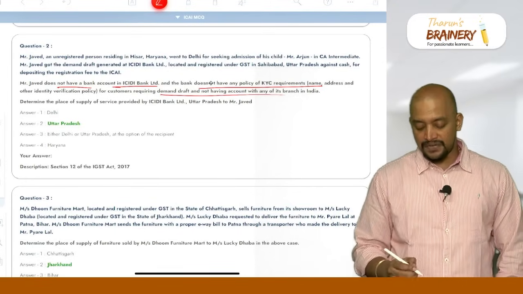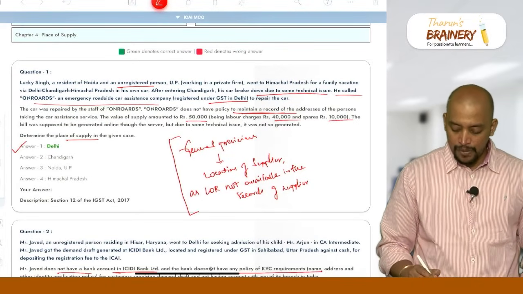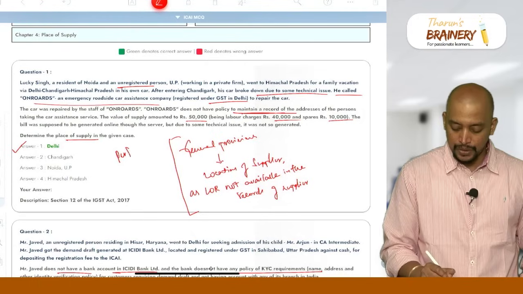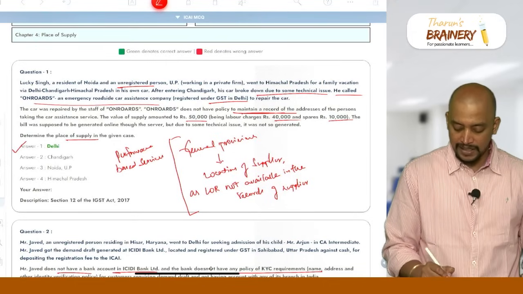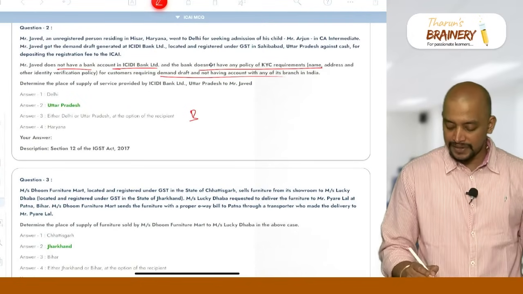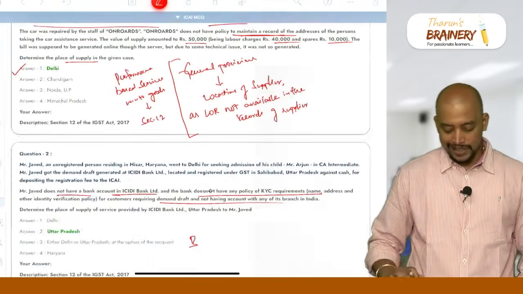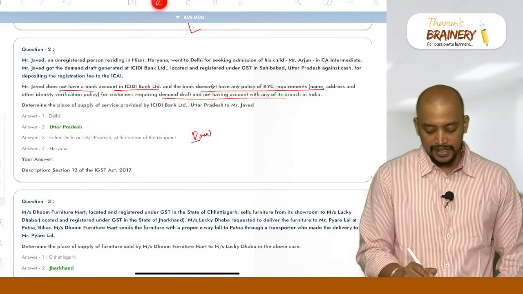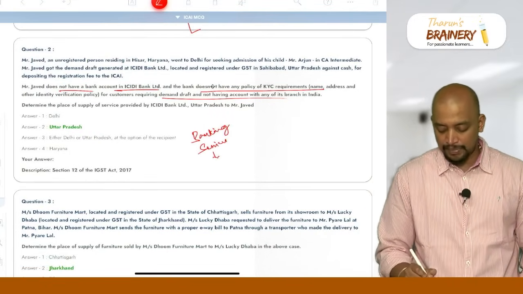So it is what services? Banking services. The previous one is performance based services with respect to goods, and the next one is banking services, and the previous one is section 12. And this is also section 12, banking services. So banking services, section 12, what will be taken as the place of supply?